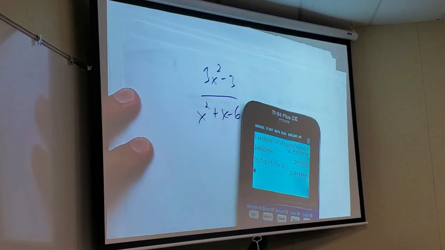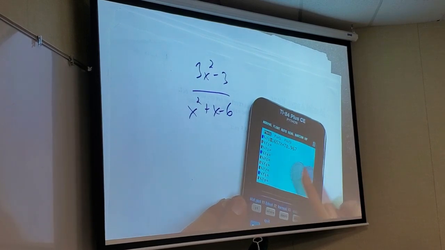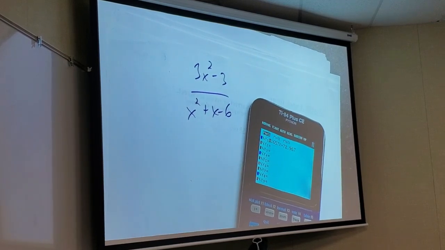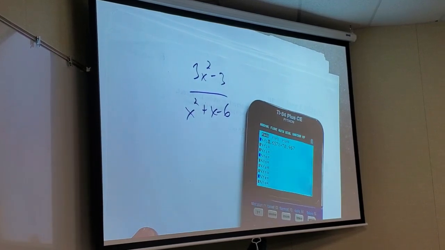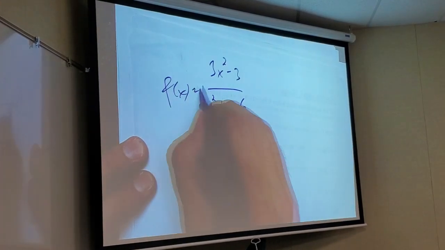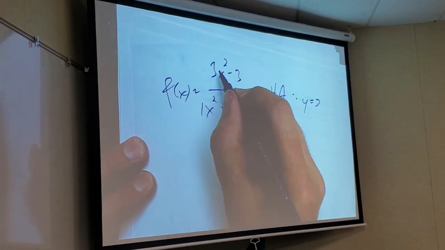The other thing I want to show you is, well, I'm not going to do it. Remember, you could put that into here, and you could use the table. And you could feed into it 1,000, 10,000, a million, a billion, whatever. And you can see it slowly approaching 3, right? So if I have this, the horizontal asymptote is y equals 3. I can just see that because it's 3 over 1.